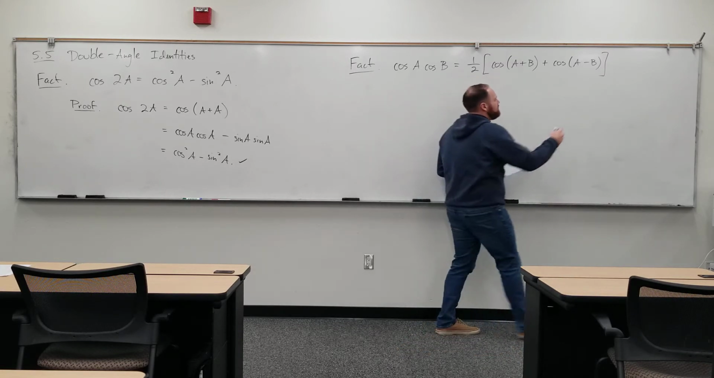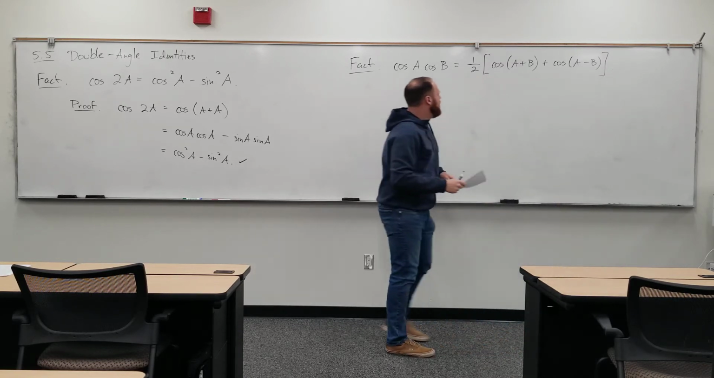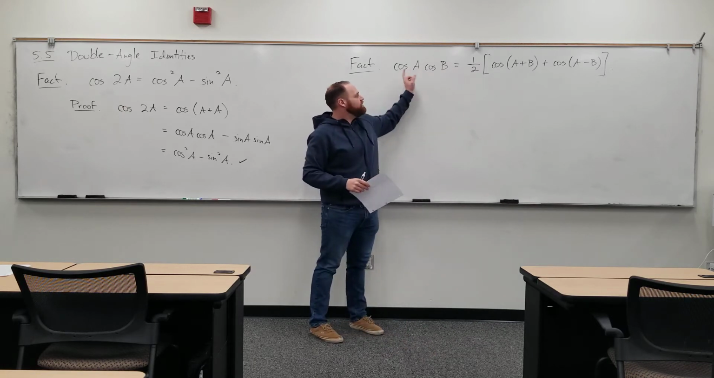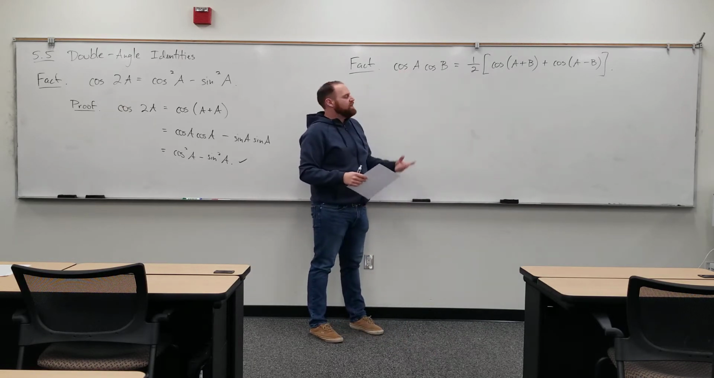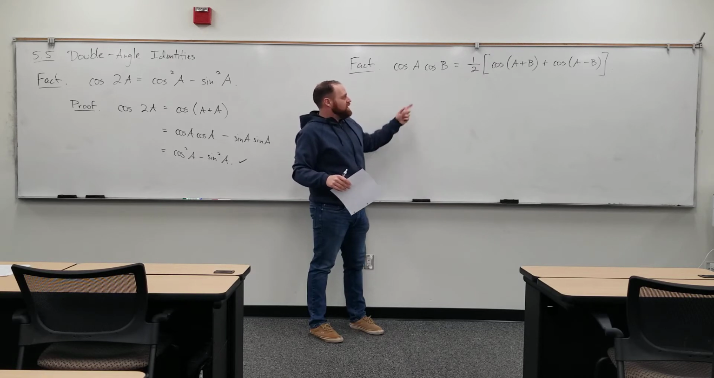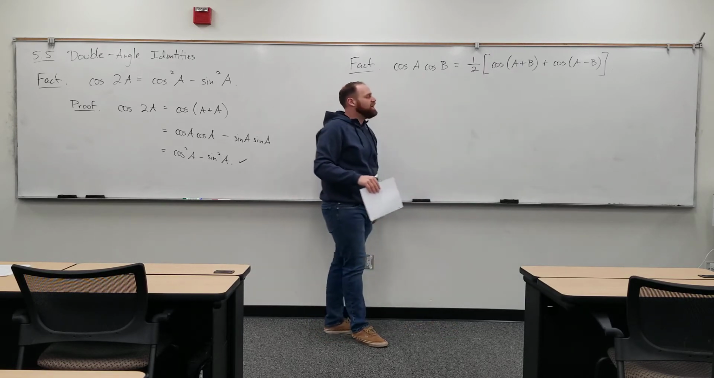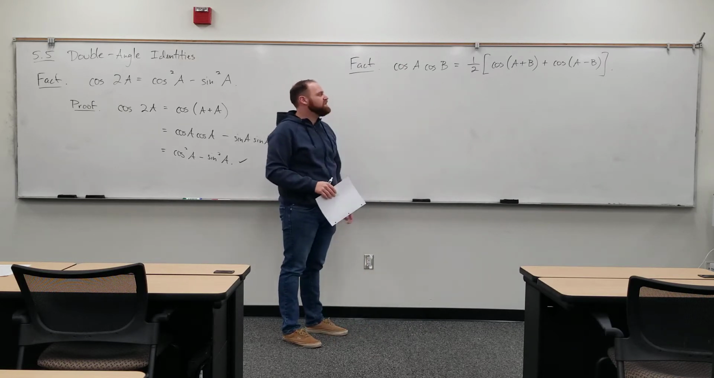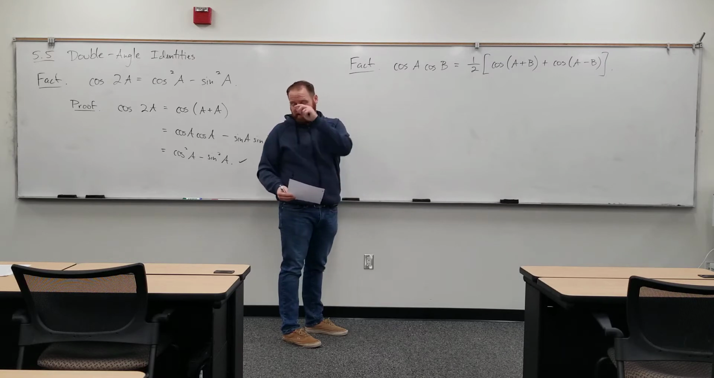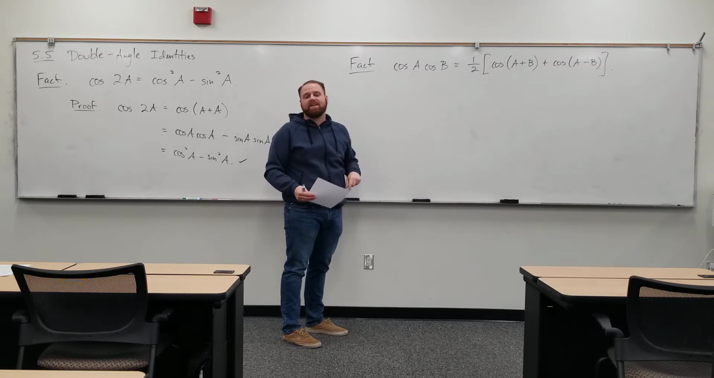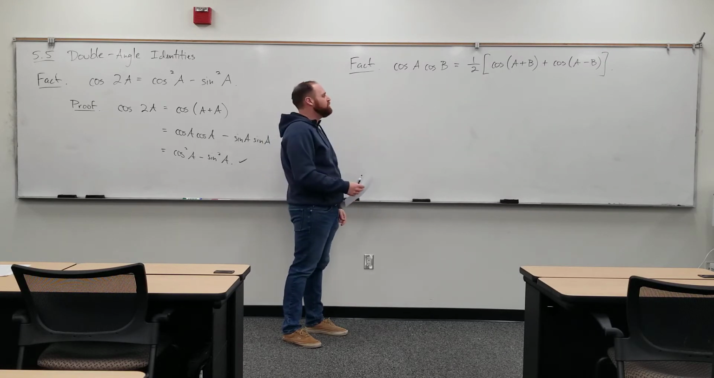Okay, so if you ever have a scenario where you're multiplying the cosine of two different angles together, it may come in handy to rewrite that as a sum instead of as a product. And this is the identity that allows you to do that. You can also go backwards, right? As you can see on your list of identities, you can go the other way around with this.